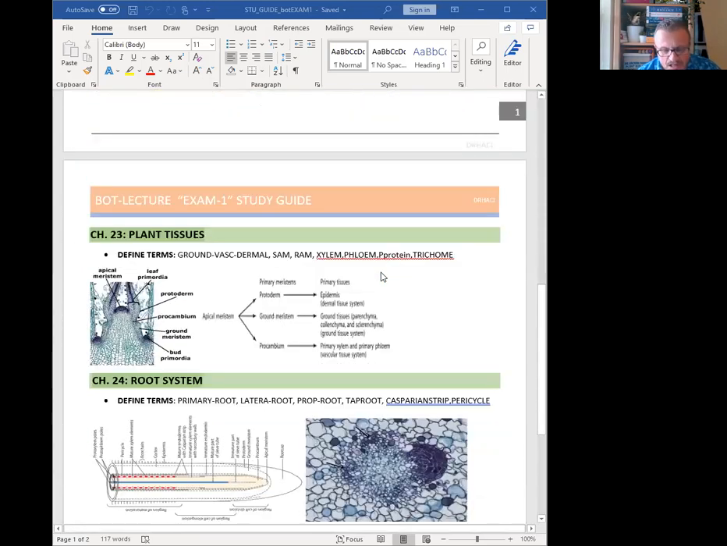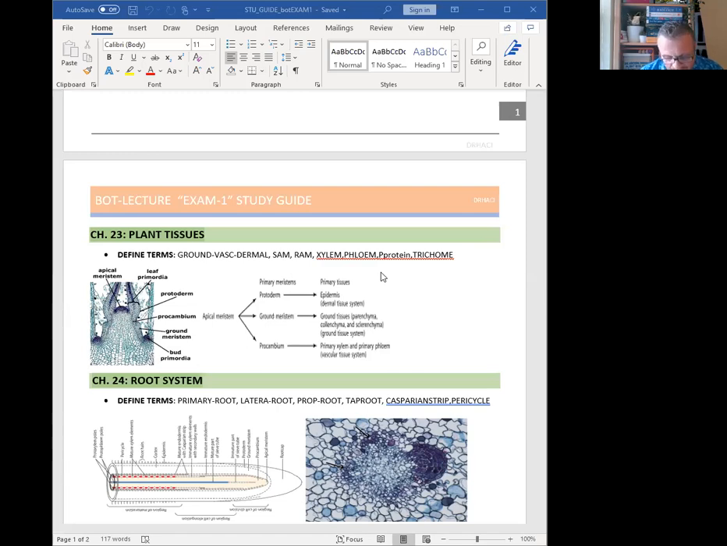In chapter 23, we have plant tissues. This is the next level. Basically, we have three groups of plant tissues. They are dermal, vascular, and ground plant tissues. Dermal is the epidermis, like the outermost layer. Vascular is the transport, and ground is the support in between tissues. Also, there are meristematic tissues, which are the stem cells of plants. They are made of protoderm, ground meristem, and procambium. Protoderm becomes epidermis, ground meristem becomes cortex, and procambium becomes primary xylem and primary phloem.